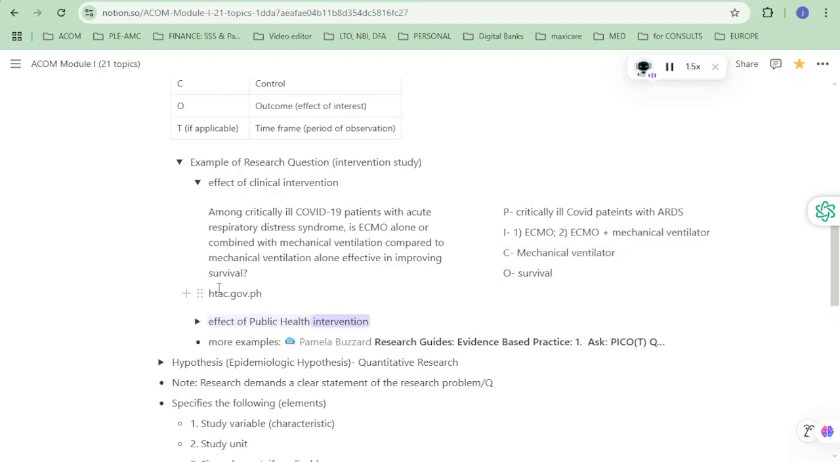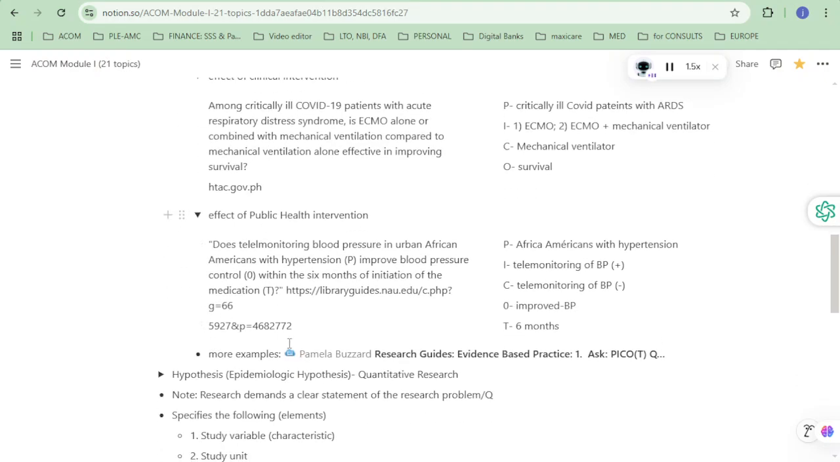Effect of public health intervention. Does monitoring blood pressure in urban African Americans with hypertension, P, improve blood pressure control, O, within the 6 months of initiation of the medication, T?